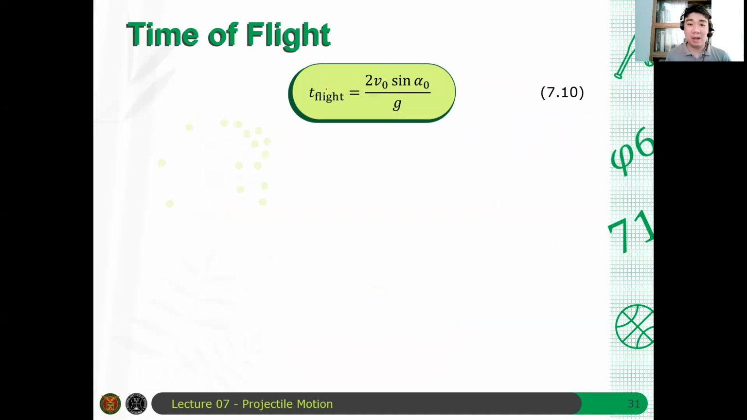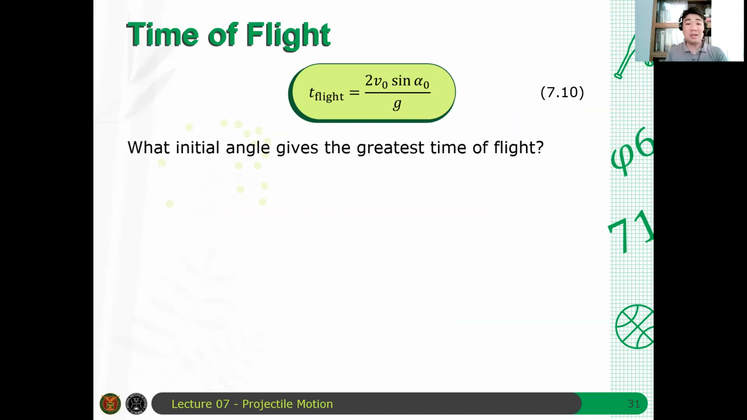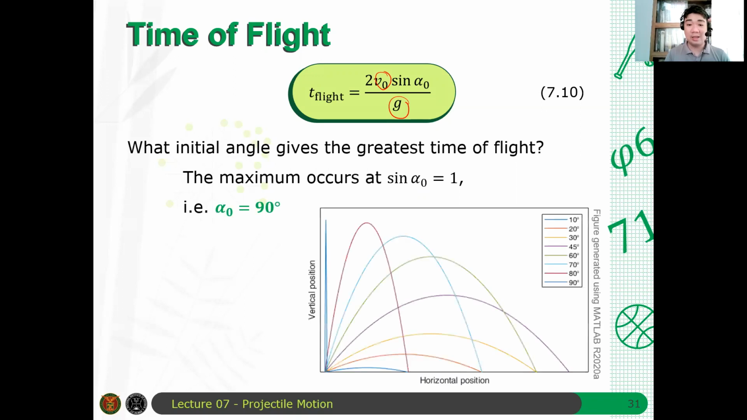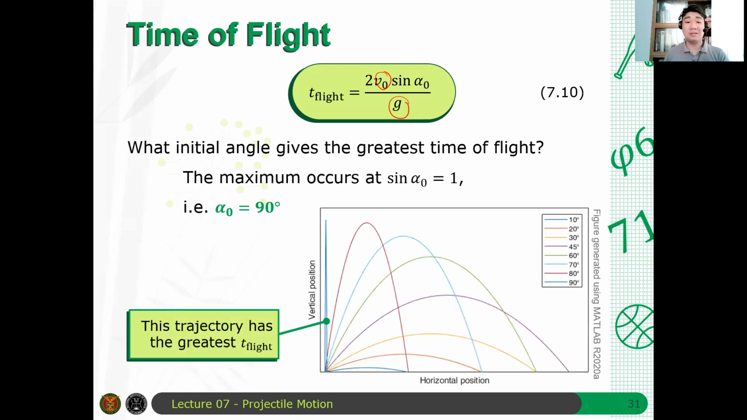Now, the total time of flight, I will use capital T for it, though the slides use T flight. So what initial angle gives the greatest time of flight? Again, it is independent for a constant v naught and g. So what is the angle? Of course, where the sine is maximum. Therefore, the maximum occurs at sine alpha naught equals 1, and if we plot it, that should be at 90 degrees. So the particle travels the longest at sine alpha naught equals 1, at 90 degrees. Therefore, at 90 degrees, the trajectory has the greatest time of flight. Okay? Question?